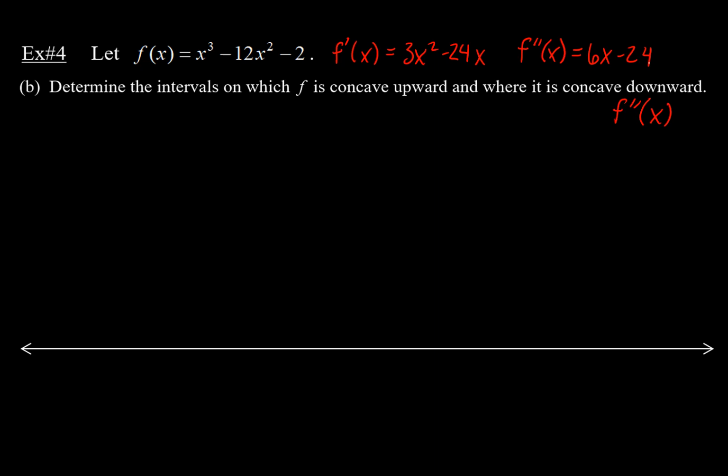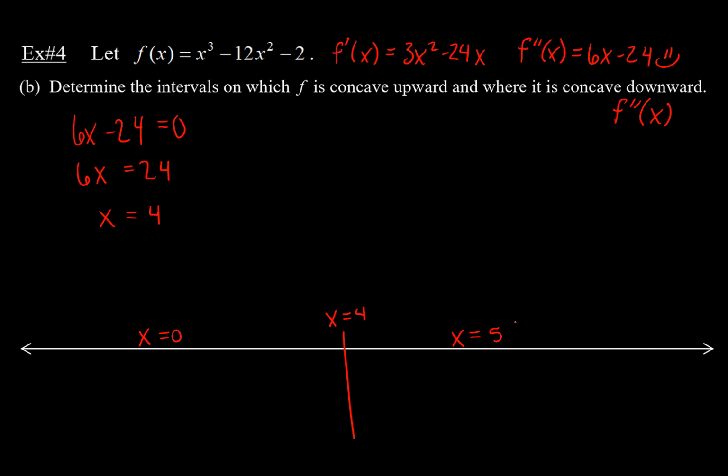All right, so now that I've found f double prime and I've simplified it, I'm going to set it equal to 0. And then I'm going to look at a sign test for where it's positive and where it's negative. So I'm going to add 24 to both sides. I'm going to divide both sides by 6, and I get x equals 4. So x equals 4 is my only critical number. So smaller than 4, pick any number smaller than 4. I tend to always pick 0 if it's available. And then something bigger than 4, and I'm going to pick x equals 5.